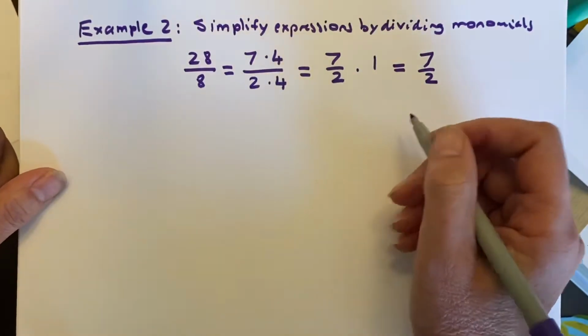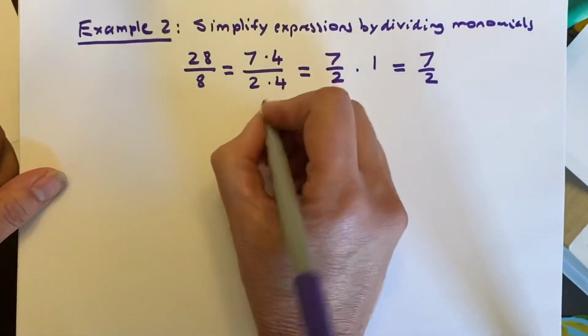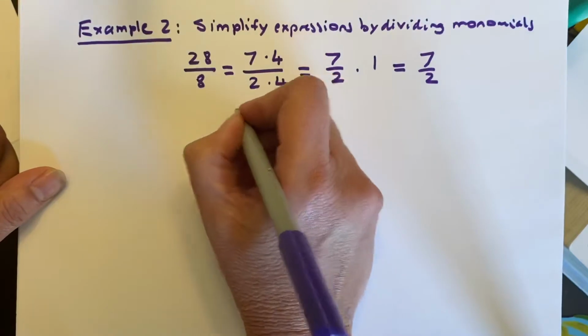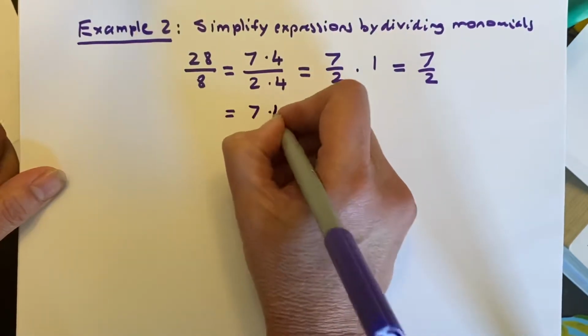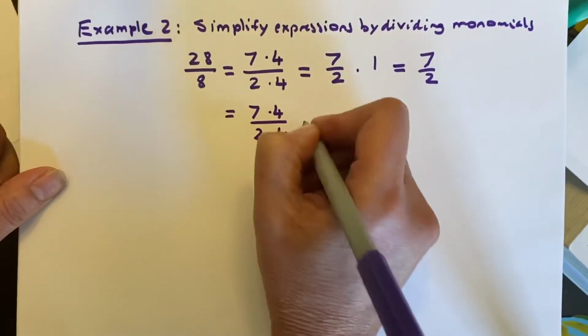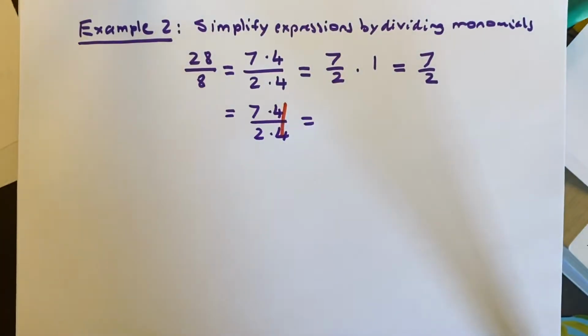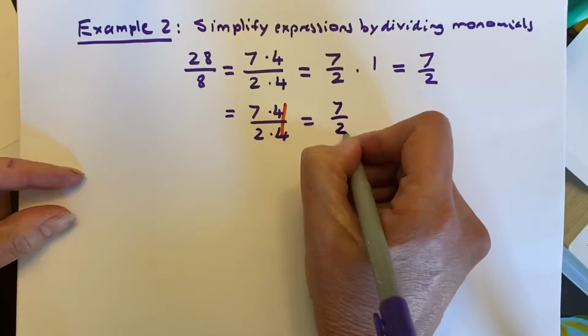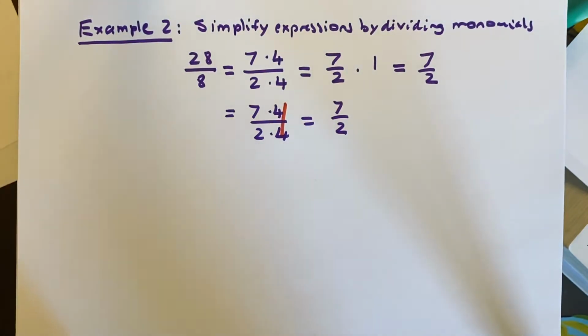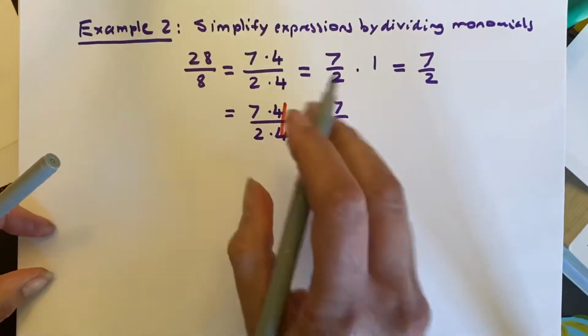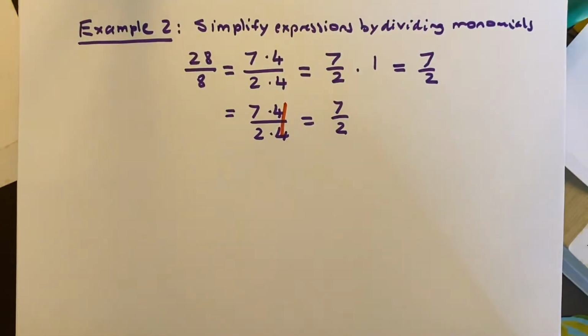Many of you have probably done something like this before, where you've done something that looks like this, and I'll just rewrite it. 7 times 4 over 2 times 4. And you just take your pencil, cross these out, and you're left with 7 halves, right? You may have done things like that last year as you were solving things. So all we're doing really is things that you've done in the past. This is nothing hugely new.